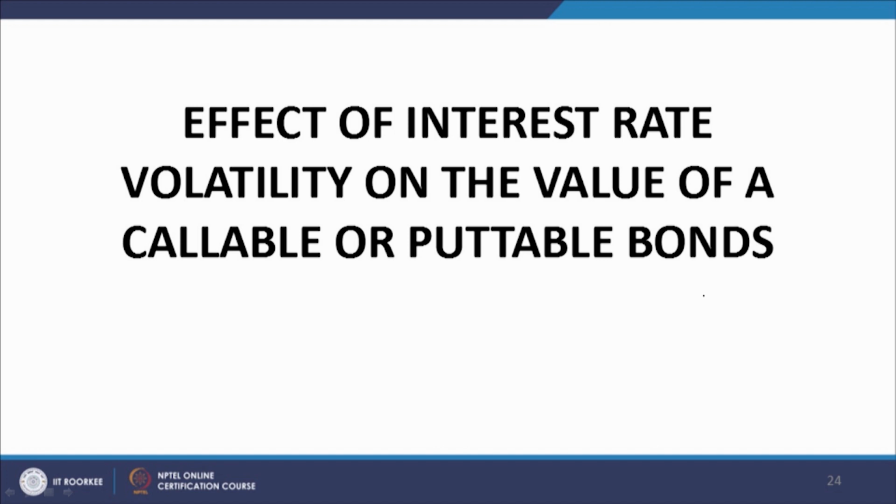I repeat, we now study the effect of interest rate volatility. What is volatility? Volatility is a measure of the rapidity of fluctuations in a given variable. Primarily, it is used to measure the fluctuations or changes in stock prices, although its use in interest rates is also quite common. Basically, it is the standard deviation per unit time.